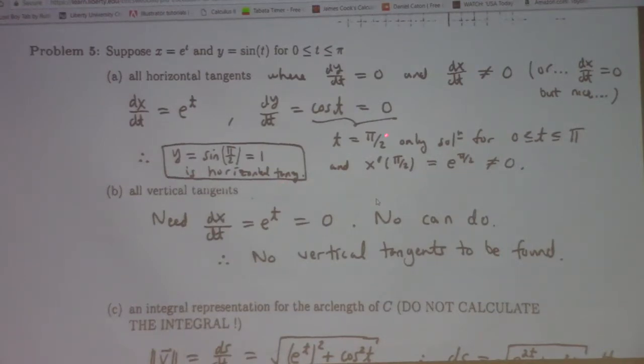Now, if you just tell me t equals pi over 2, that's lovely, but that's incomplete, right? You should tell me y equals 1 is the horizontal tangent. You're supposed to find the horizontal tangent. So that's an equation. Now, vertical tangents, we would need dx/dt, equal to e to the t, to be 0. No can do. So there do not exist vertical tangents to this curve.